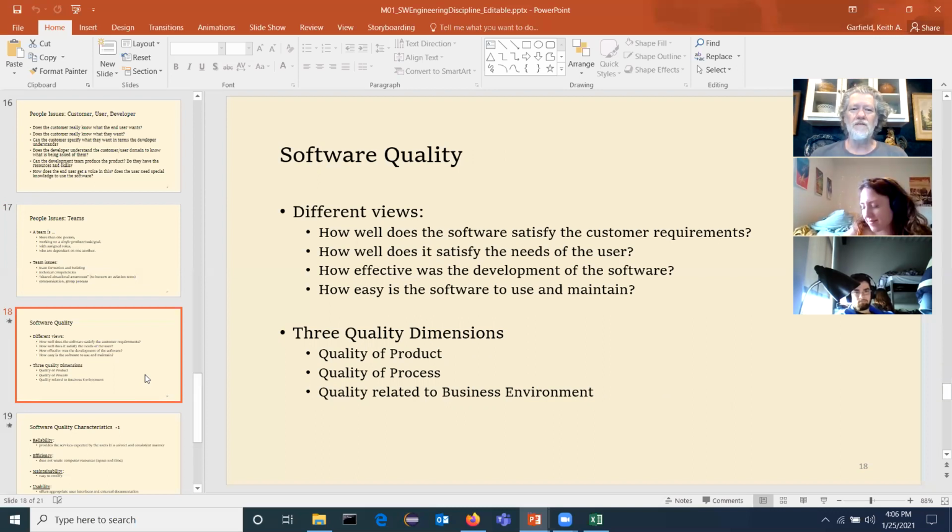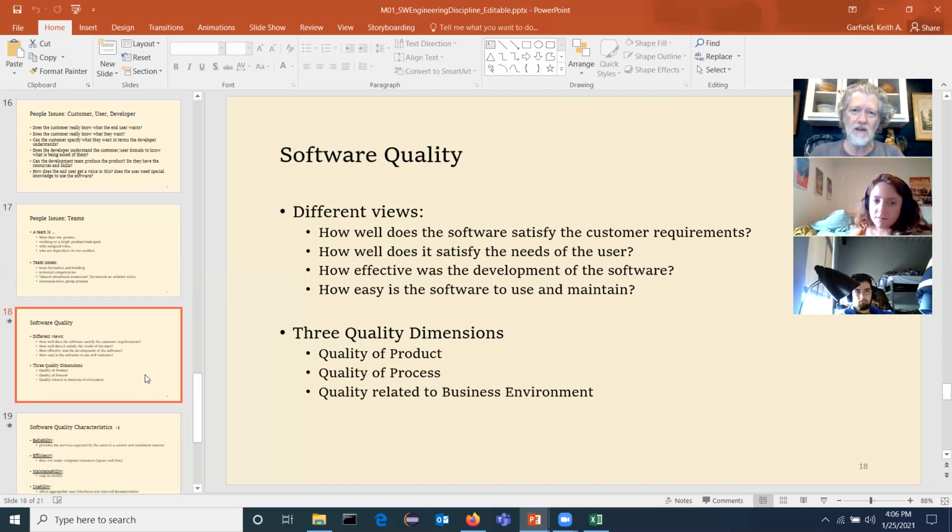All right, software quality. This is all part of software engineering discipline again. Different views. How well does the software satisfy the customer or the user? Remember, the customer and the user are not necessarily the same thing. How effective was the development? Now, that's a weird question. Right? If you can get that one wrong. How effective was the development? If the development was smooth as silk, everything went fine, we're on time, under budget, but the customer is furious at us, was it really effective development?